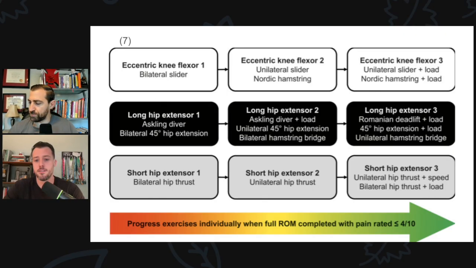And their criteria to progress was making it through the prescribed sets and reps with less than or equal to 4 out of 10 pain. So, they're able to work through pain, and you're kind of hitting all aspects of the hamstring with these different exercises. So I thought that was an interesting way to break that up.